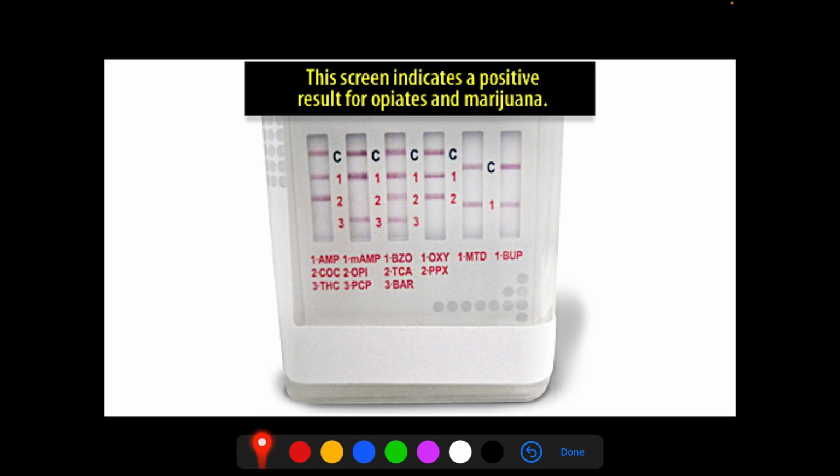This one also shows the result of drug testing. How do you interpret this one? This is a valid test because there is a control line. It's negative for the first drug and the second drug, but it's positive for tetrahydrocannabinol. So this one. In this case, it's negative for drug 1 and 2, but it's positive for drug 3.